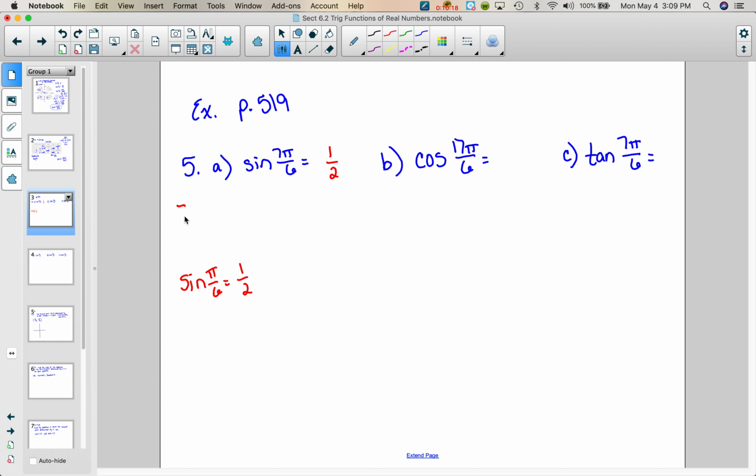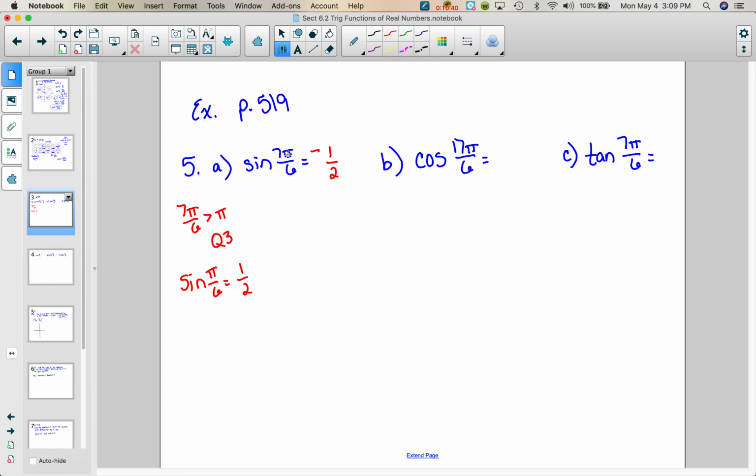So 7 pi over 6 is a little bit bigger than pi. Because think about it, 6 pi over 6 is pi. So this is a little bit bigger than pi, which makes it quadrant 3. So if it's in quadrant 3, all students take calculus, so sine is negative, so I get negative a half. That is my thought process. That is what I do.